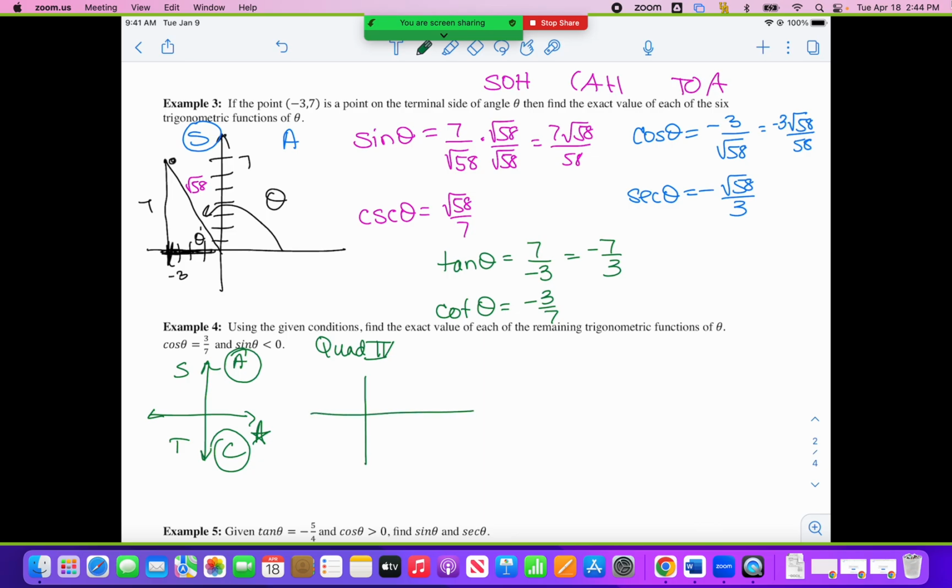So here's what we're going to do. We're going to draw a triangle in the 4th quadrant. Cosine from SOHCAHTOA is adjacent over hypotenuse. The adjacent is the 3, the hypotenuse is the 7. Okay, cosine theta is 3 over 7. That's adjacent over hypotenuse. Then use a squared plus b squared equals c squared to find the missing side.